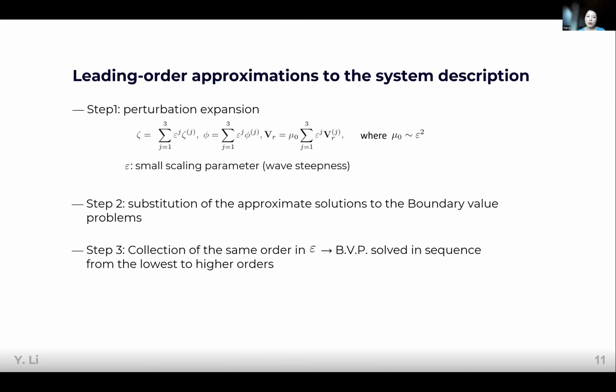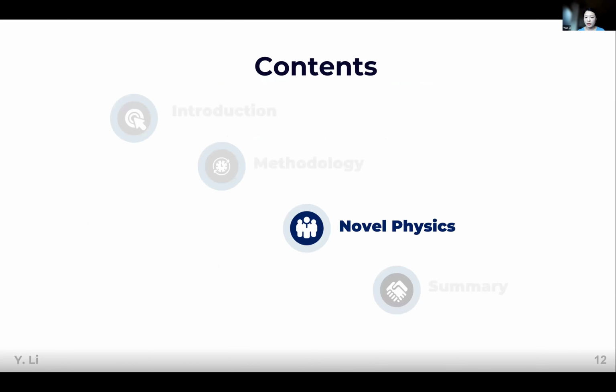Using the different orders of the boundary value problem allows us to obtain the solutions at different orders and also demonstrate the physics according to the different orders in the small scaling parameter. Today the focus is not on the linear phenomenon. The novel physics demonstrated in the following will focus on third order and also second order wave steepness.